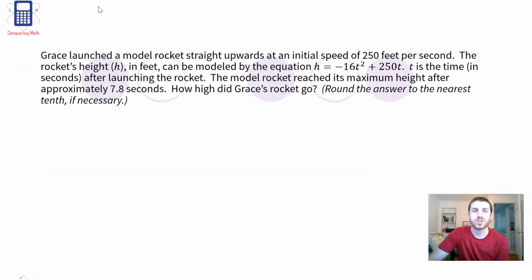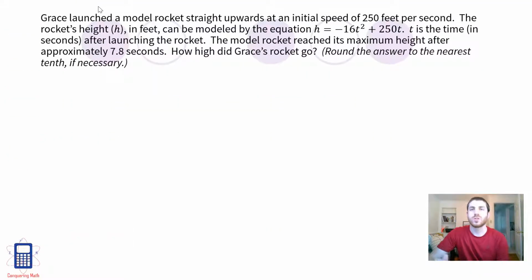So this one's actually pretty straightforward. We're just substituting the time in for t to find out how high the rocket went. And this is a pretty common type of example. Really, if you know how to use order of operations and if you know how to use exponents, you're good to go for this one. So let's start with this.